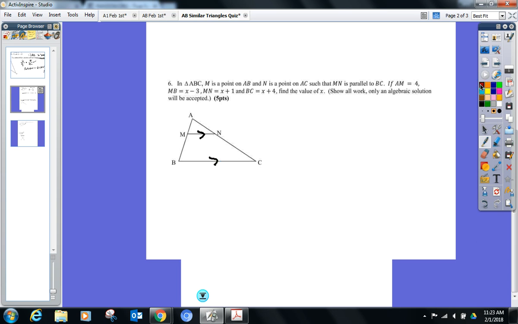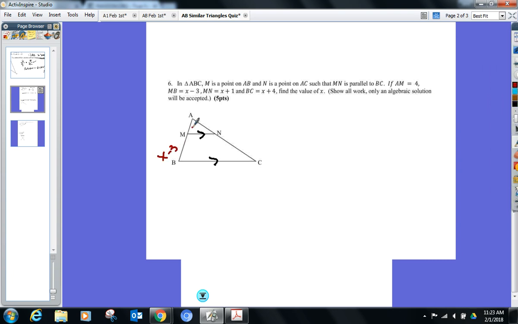Change things if you need to, please. Change things. MB is x minus 3. MN is x plus 1. BC, x plus 4. And I'm missing one. AM, 4. Not the side splitter. I cannot apply side splitter here. These would need to be over here for side splitter, okay?